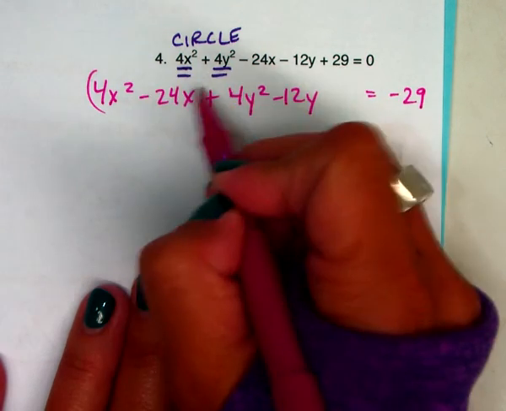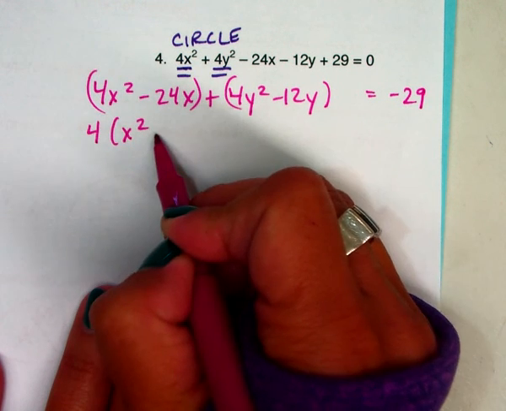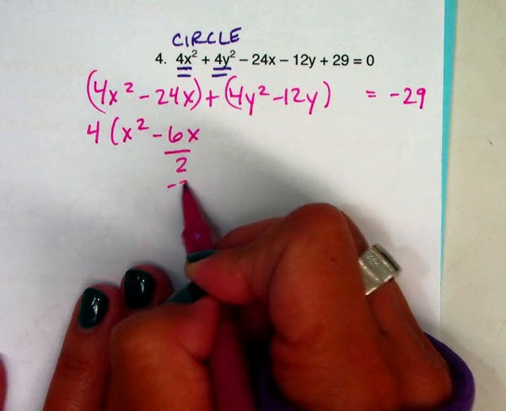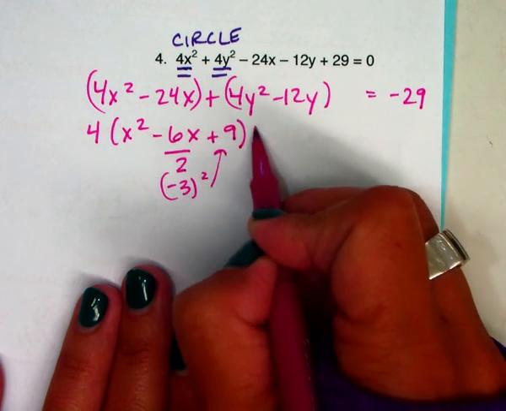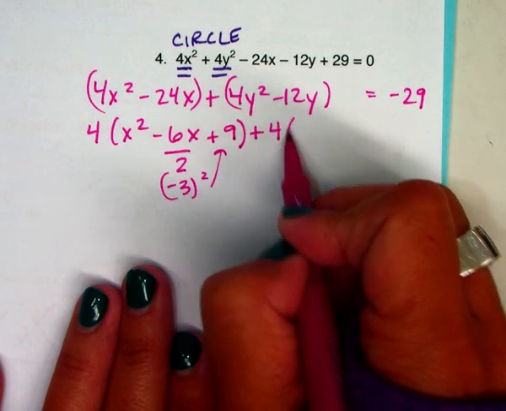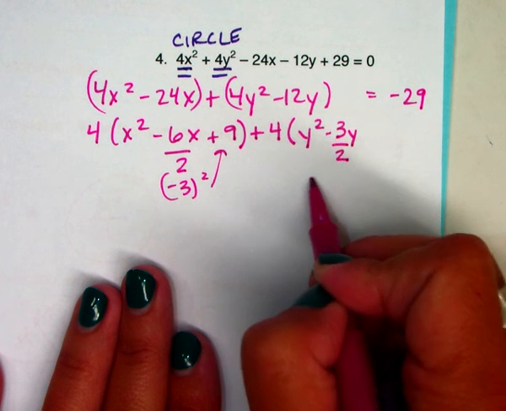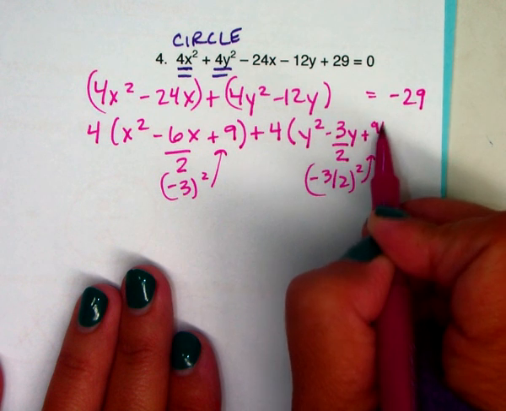All right, so when I group on each of these, again, I'm going to factor out that coefficient. Okay, so that leaves me with that. And now I complete the square. So I would divide by 2, it's negative 3, and square it. Negative 3 squared is a positive 9. Same idea here. Factor out the 4, I'm left with y squared minus 3y. Divide by 2, that's negative 3 halves. When I square that, I get positive 9 fourths.